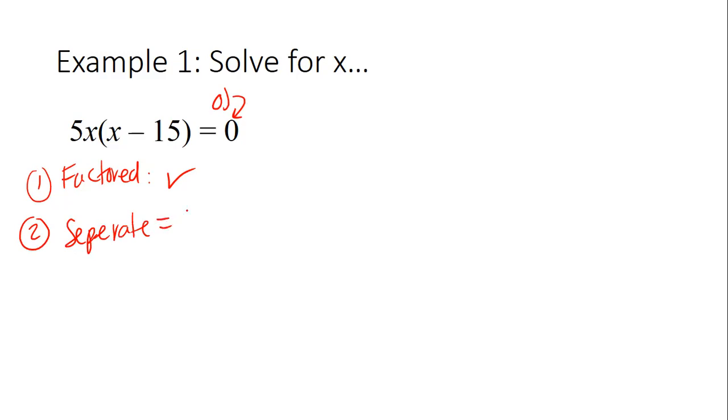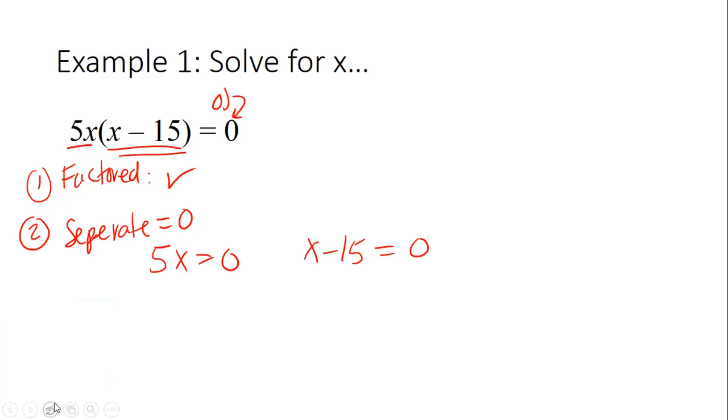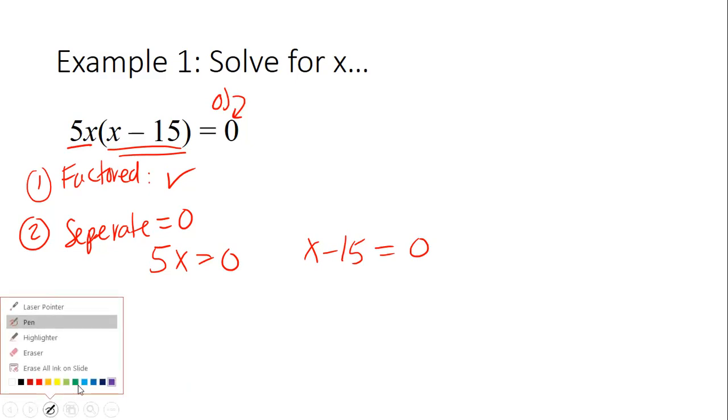Step 2 is to separate the factors and set them equal to 0. Wait, is it 3.1e? 2e, 3.2e. Okay, so we separate and set equal to 0. So this is one factor, and this is the other factor. Do we see that? So we're going to take 5x and set it equal to 0. And we're going to take x minus 15 and set it equal to 0. Wait, is that a 0 at the top? Yes, step 0. Step 0 is it has to equal 0.